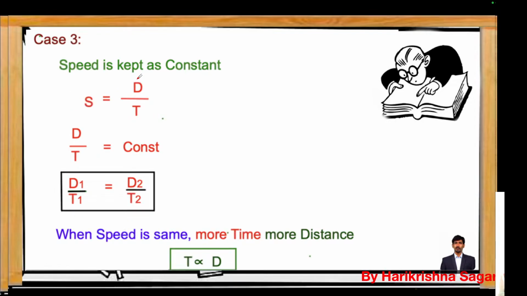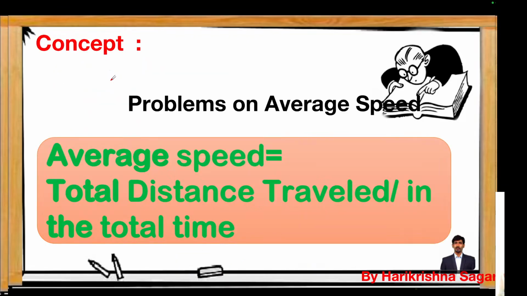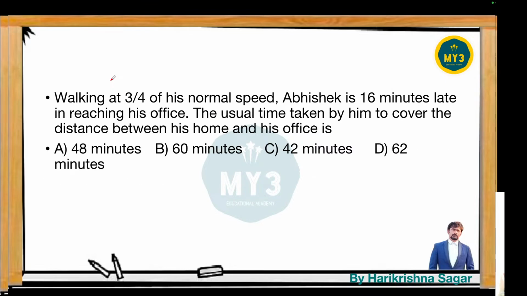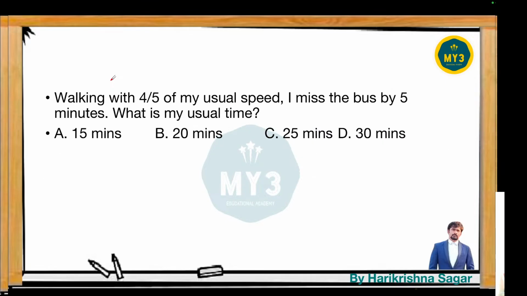Similarly, with speed constant, the speed formula is distance by time. So you can use the formula d1 by t1 is equal to d2 by t2. Similarly, the average speed formula is total distance traveled by total time taken. These basic formulas you are going to see, and this type of question you get repeatedly in the exam.